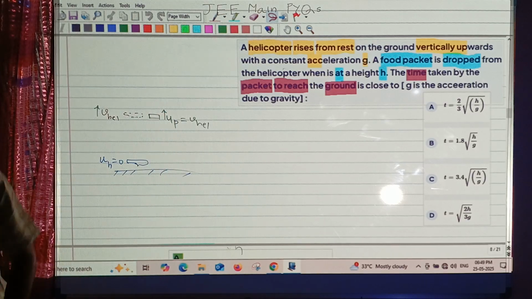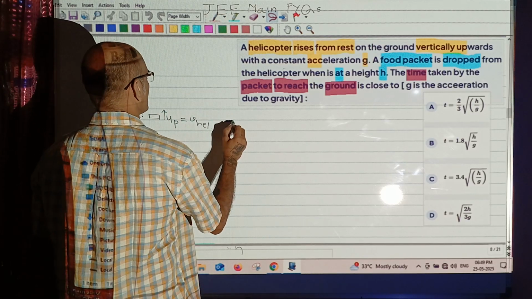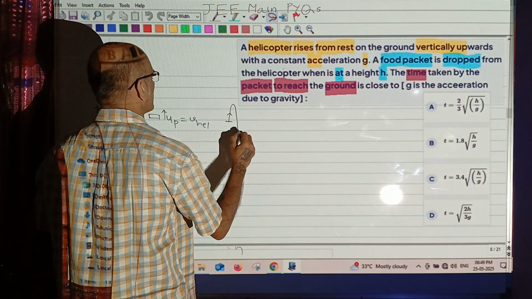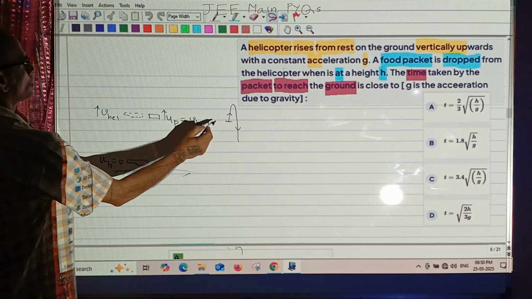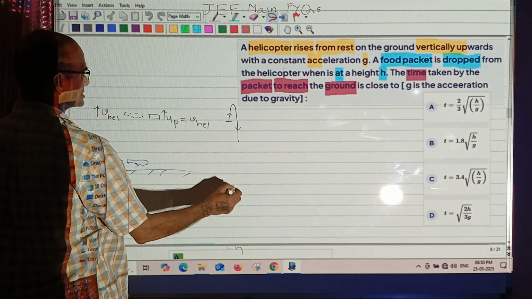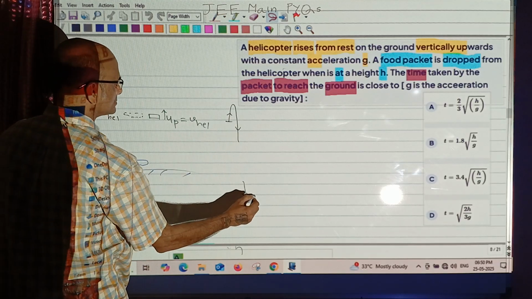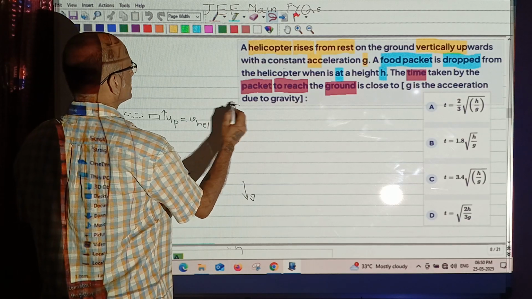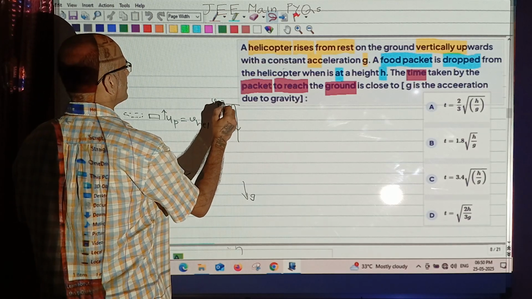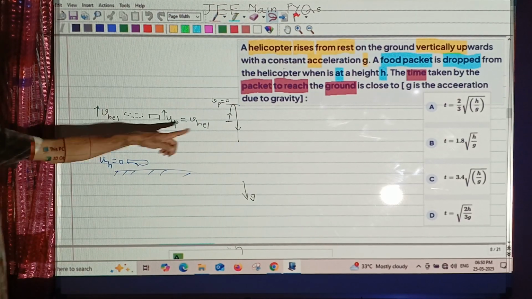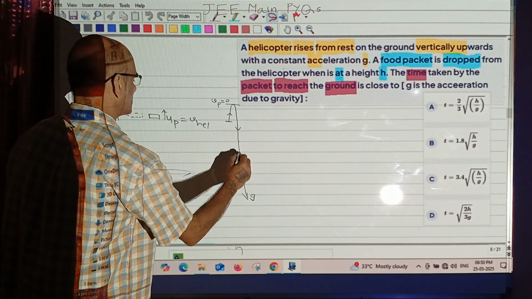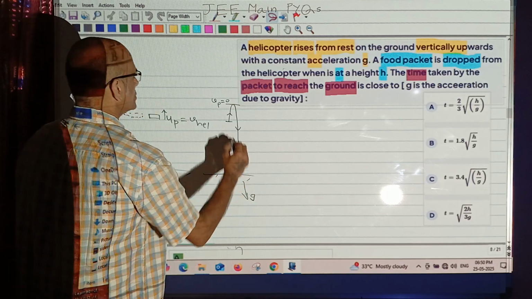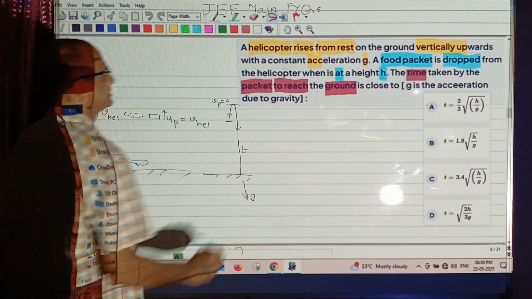So the motion of the packet will look like this. From this height, it will go up and it will come down. With this initial velocity, it will go up, but the velocity will keep on decreasing because the Earth's gravity will pull it down. The velocity of the packet at this point will be 0. After that it will turn back and then hit the ground, the Earth's surface. So you have to find this time, t.